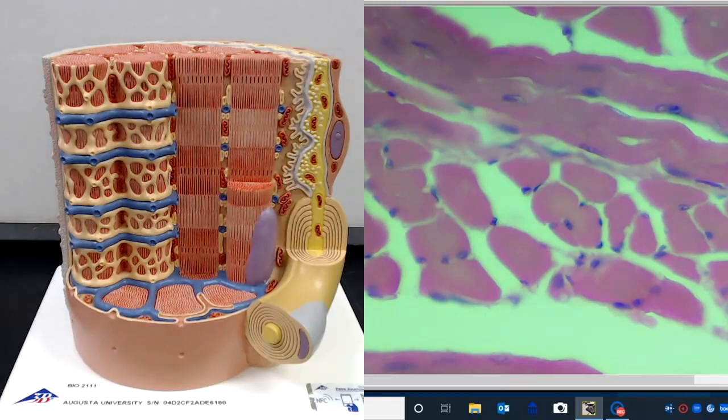So the sarcoplasmic reticulum will store calcium, and it will store calcium inside that sarcoplasmic reticulum until it receives a stimulus from the neuron, which is on the right-hand side of the model. When this electrical impulse arrives at the neuromuscular junction, which you can see on the right-hand side of the model, the muscle will contract. The mechanism of that you'll discuss in lecture.